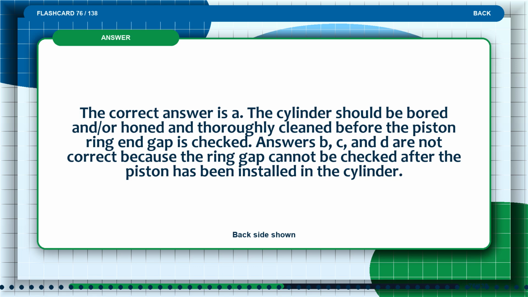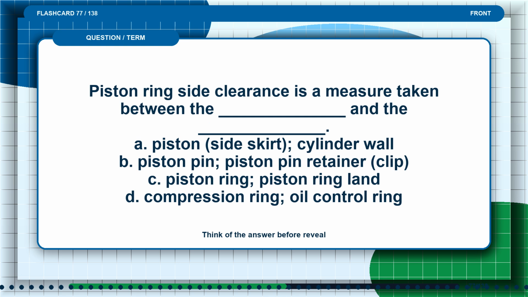The correct answer is A. The cylinder should be bored and/or honed and thoroughly cleaned before the piston ring end gap is checked. Answers B, C, and D are not correct because the ring gap cannot be checked after the piston has been installed in the cylinder.